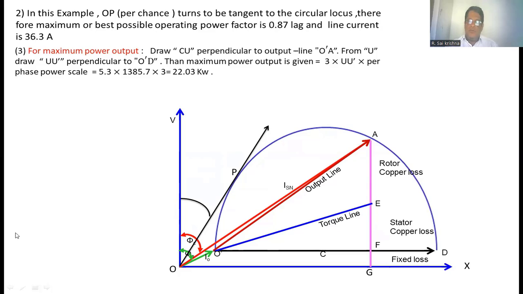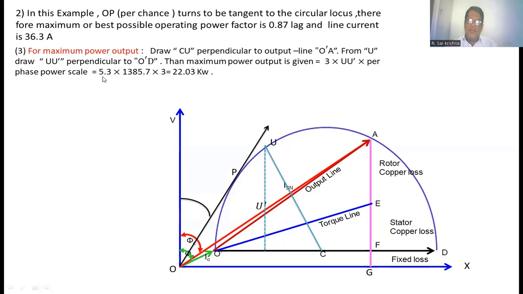Maximum power output: to find the maximum power output, from the point C you have to draw a perpendicular to the output line that is intersecting the circle at U. From U, you draw a vertical line perpendicular to the x-axis, that we represented with a dotted line. Now you take this point, U dash, where this dotted line is intersecting the output line. Now the maximum power is equal to 3 into length UU dash into power scale, which gives the maximum power developed in an induction motor.